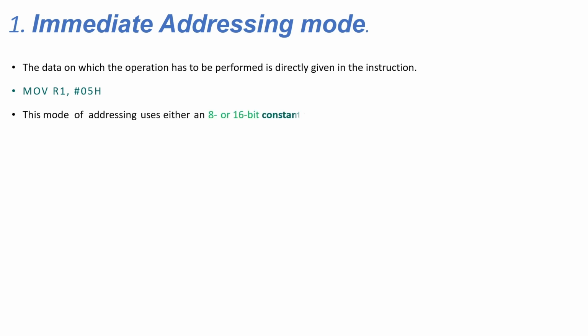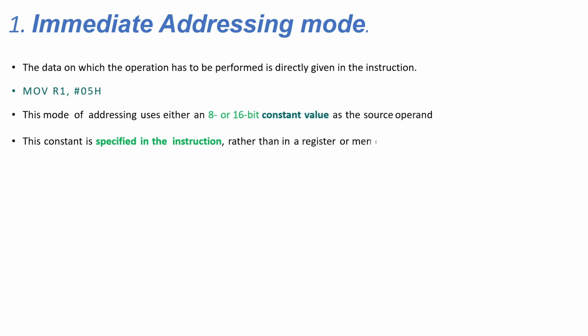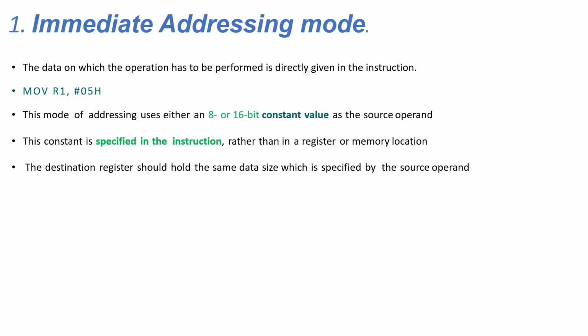This mode of addressing uses either an 8- or 16-bit constant value as the source operand. This constant is specified in the instruction rather than in a register or memory location. The destination register should hold the same data size as specified by the source operand. That means the size of the source should be the same as the destination register. See, ADD A, #03H. Here 03H is 8-bit data and the accumulator is an 8-bit register. So this is a valid instruction.